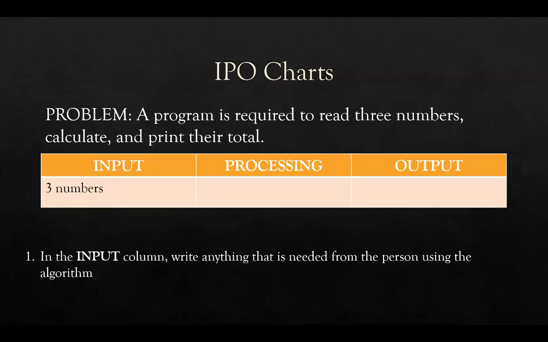Let's take a simple example and use these steps to complete the table. The program is required to read 3 numbers, calculate, and print their totals. Seems simple. So let's get started.